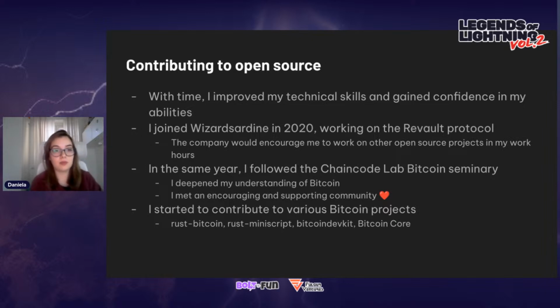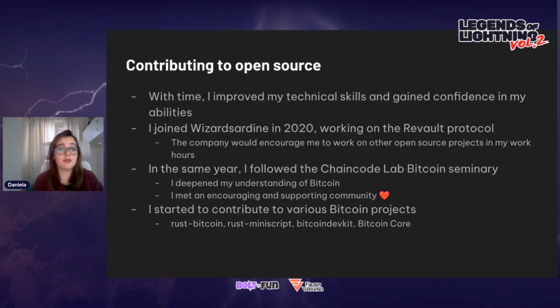They told me, hey, please just don't overdo it. Obviously, your main goal is still to contribute to Revolt. But if you start contributing to some other project, that means reputation for you, Daniela, and reputation for Daniela means reputation for the company. And so they just told me, if there's any open source project you want to work on, you can do it in your work hours, just not most of the time, obviously.